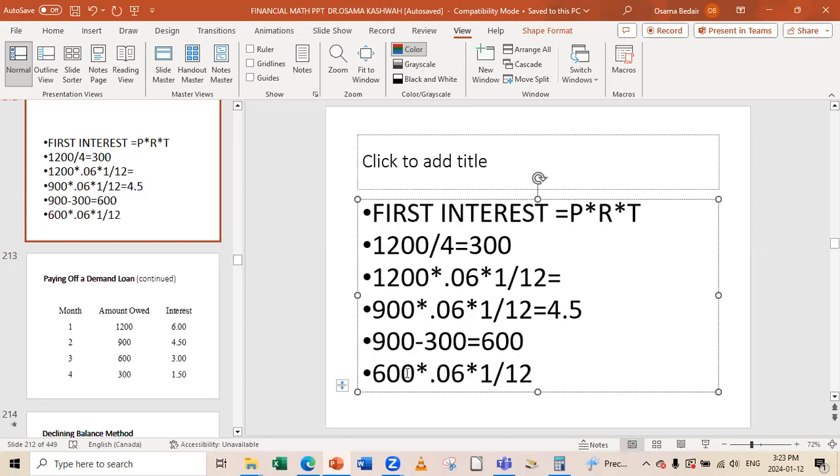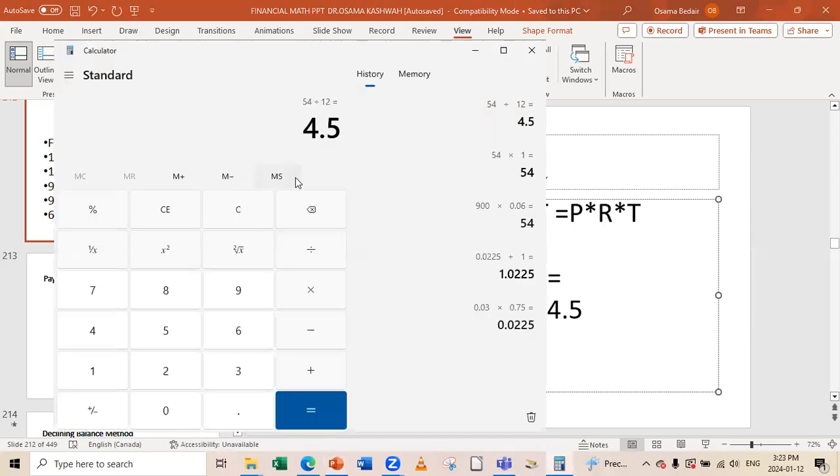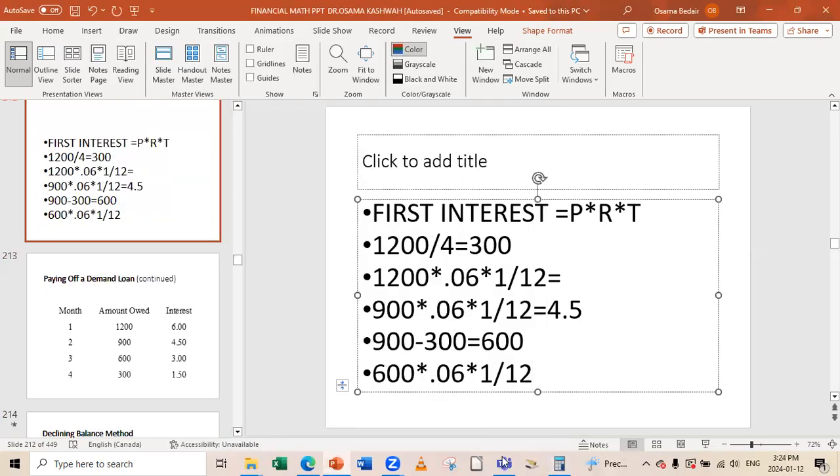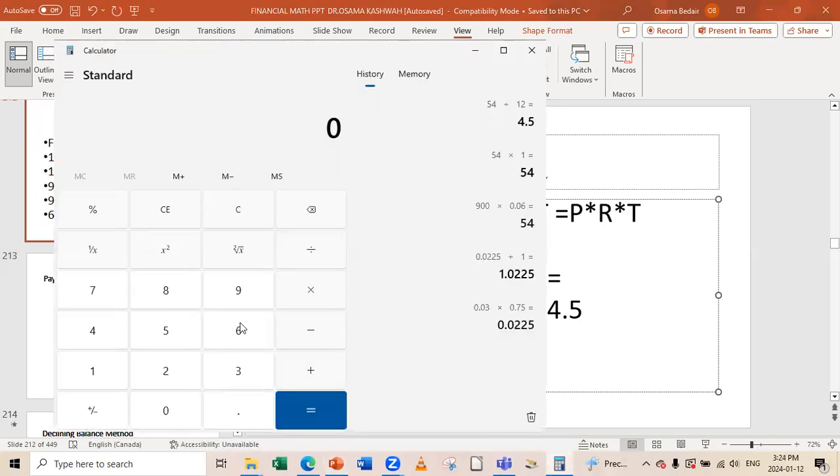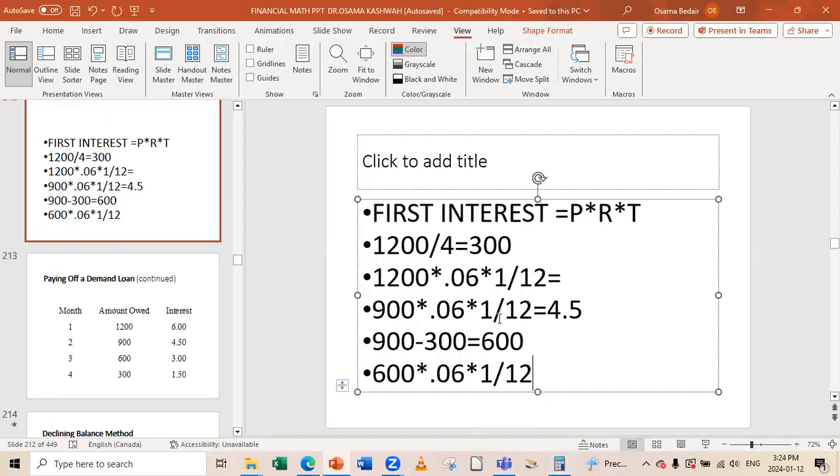And I can do this now again here on the calculator. Now the amount is 600 times 0.06 times 1 divided by 12. That will give me $3. Here it is. If you can see here, it's $3 in front of you. So this will equal $3.